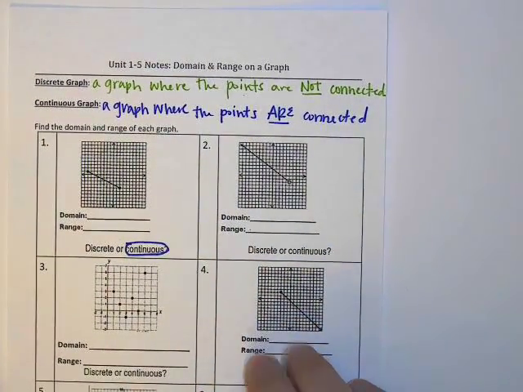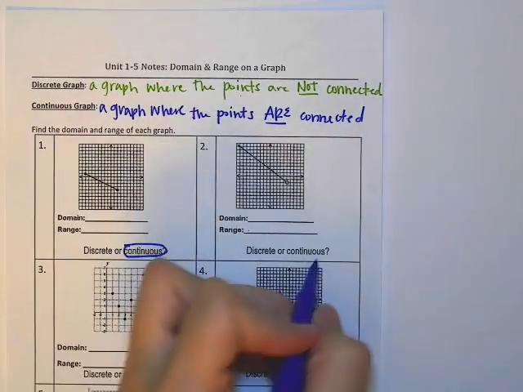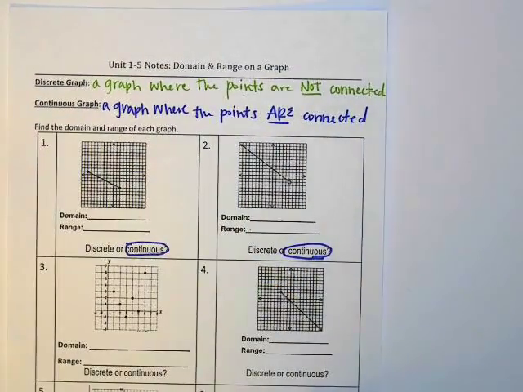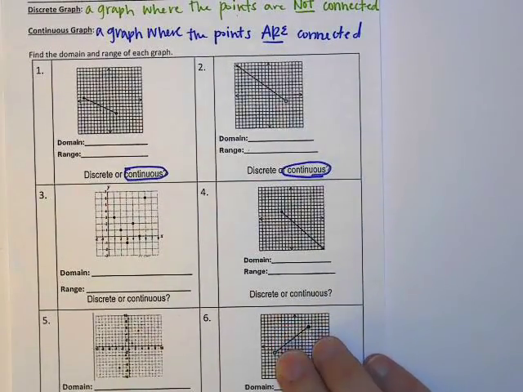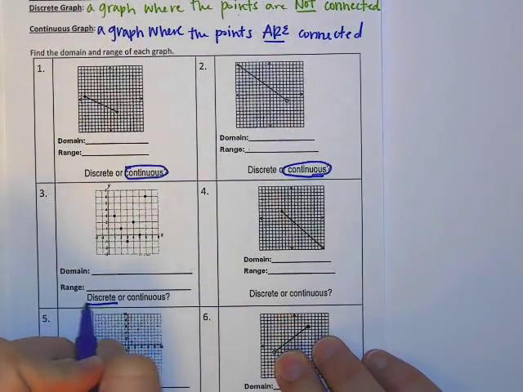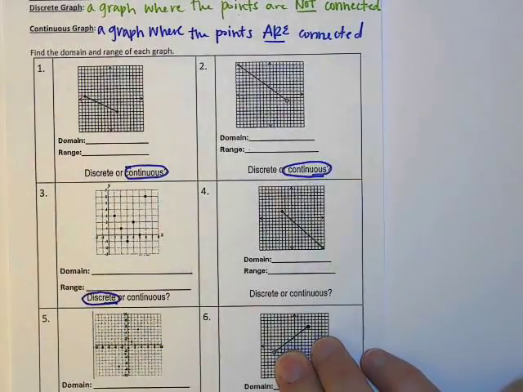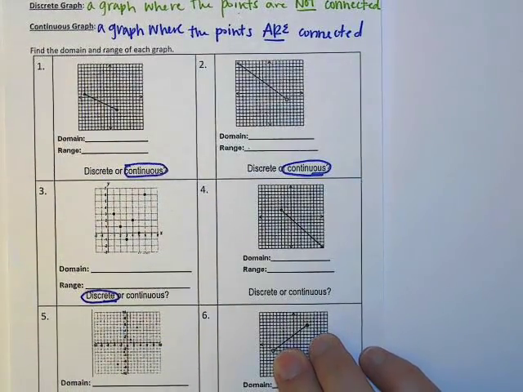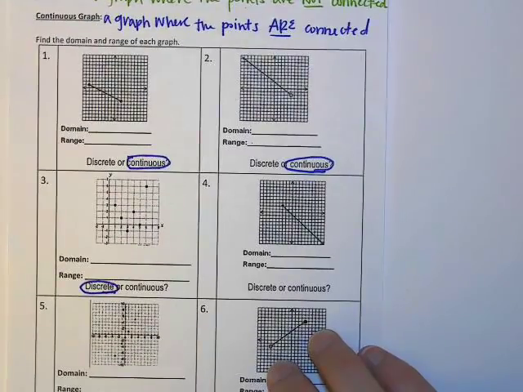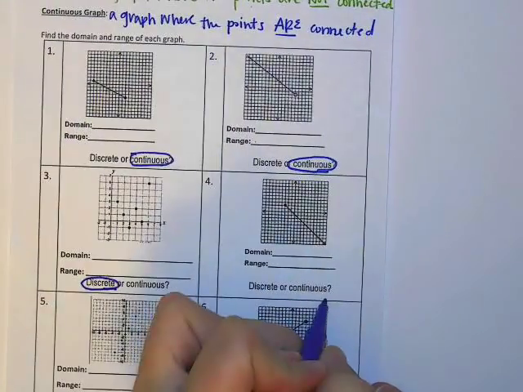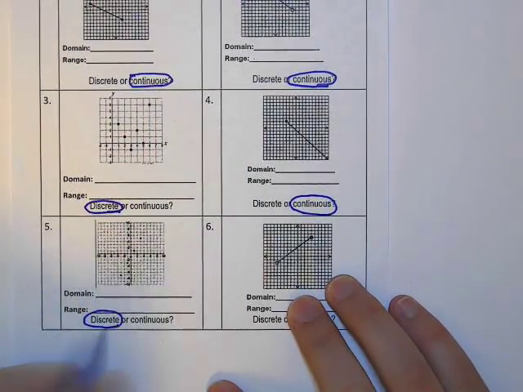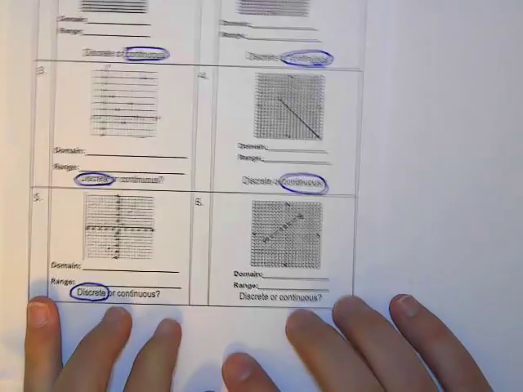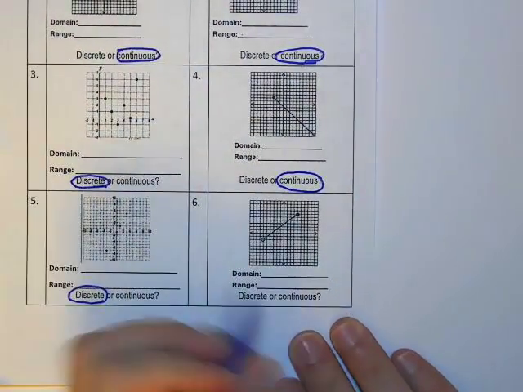Continuous or discrete? Continuous. It's a line on the graph. Number 3. Continuous or discrete? Discrete. It's separate dots. They're not connected. They're all their own dot. Number 4. Continuous. 5. Discrete. Their own dots. They're not connected. And 6. Continuous. Has its own line.